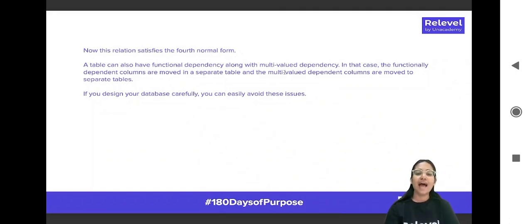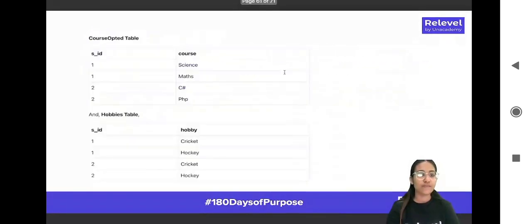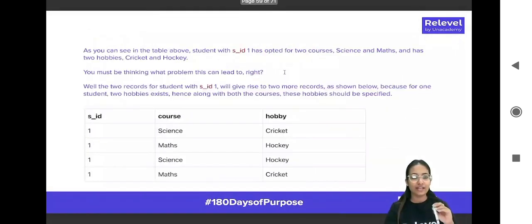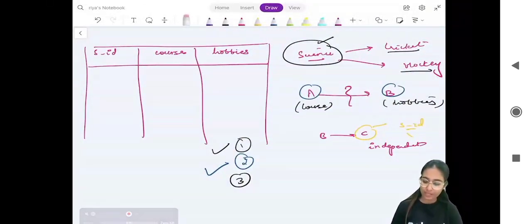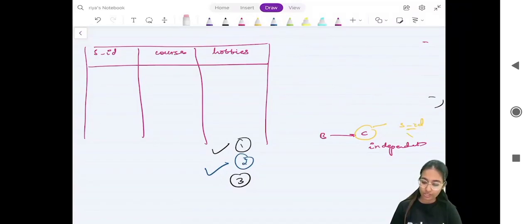A table can have functional dependency along with multi-valued dependency. Now in this case, the functionally dependent columns are moved into a separate table, and the multi-valued dependent columns are moved to separate tables. Now if you design your databases carefully, you can avoid these issues. All right, let me just quickly reiterate on this very idea that when you have student and when you have hobbies, how are these two associated?